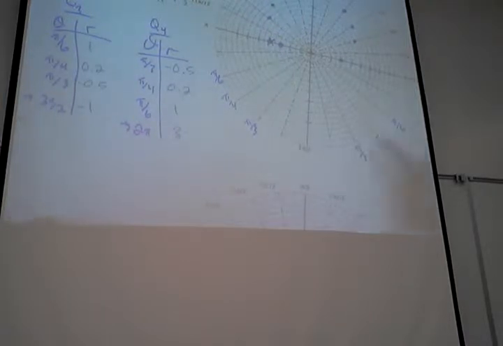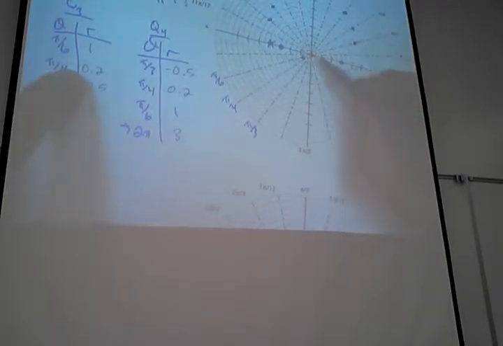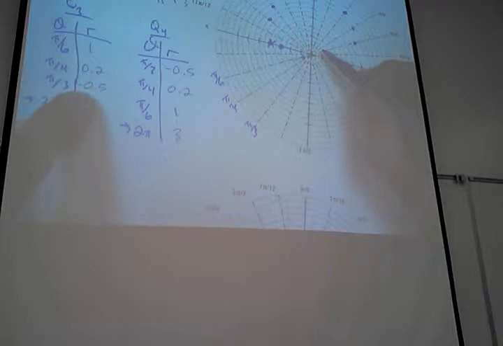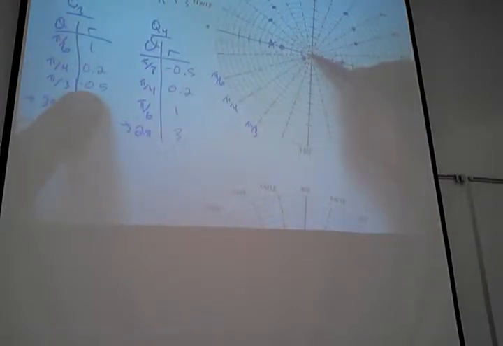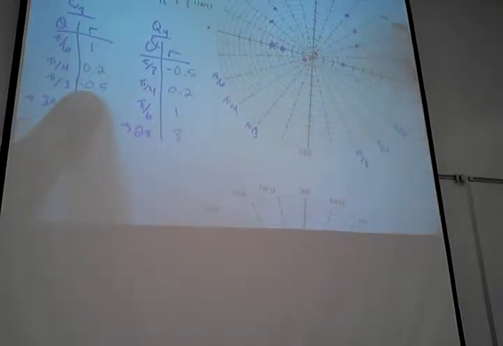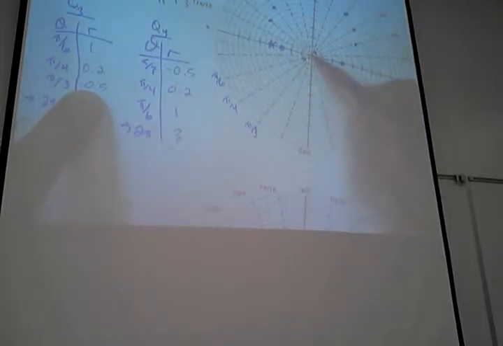I like this method, it makes it much easier. So this pi over 6 now I'm at 1. So I'm right here. Then I'm at 0.2. Then I'm at negative 0.5 at pi over 3. So at this pi over 3, I'm at negative 0.5. So I'm actually going to go back this way, a half. Right there. You guys with me? So at this pi over 3, in the third quadrant, I want to go back a half.